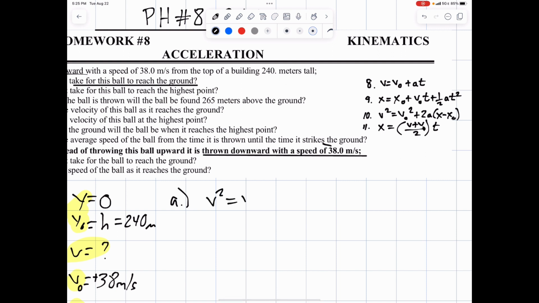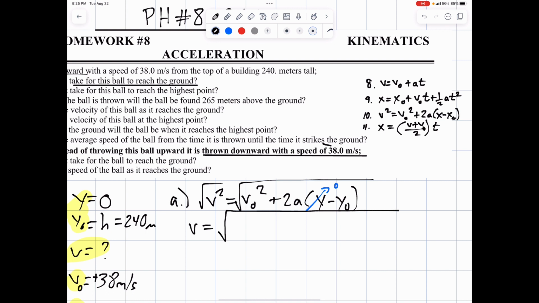So V squared equals V naught squared plus 2 times A times the quantity Y minus Y naught. Now I know that Y is 0 at the bottom. We would square root both sides, and plugging in some values, V equals the square root of 38 squared plus 2 times negative 9.8 times negative 240. Take a second, put that in your calculator.